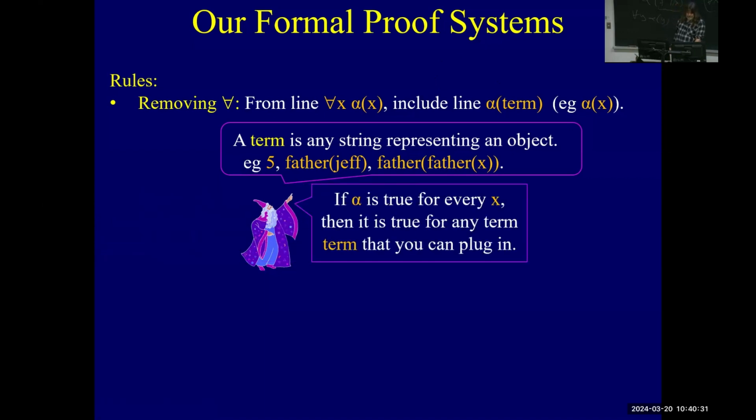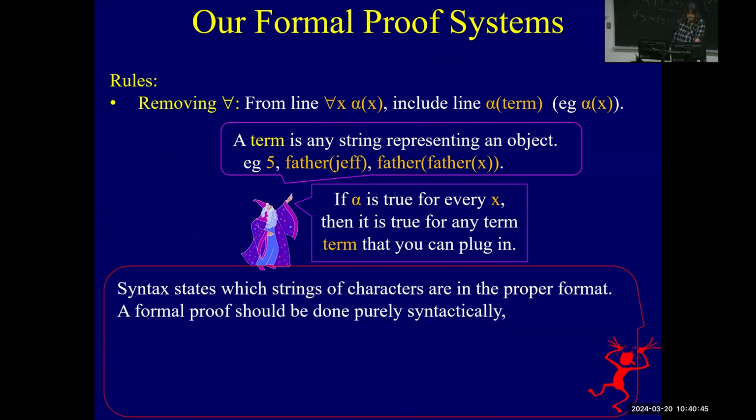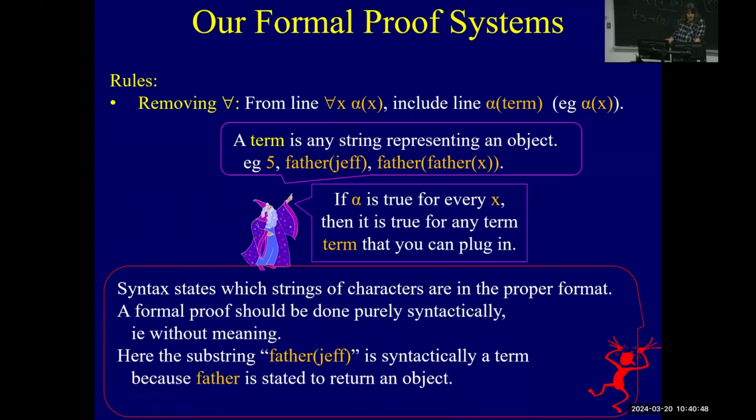So if it's true for every X, then it's true for this object you plugged in, right? If you can say, hey, if it's true for every X, it's true for 5, it's true for Jeff's father, right? And so this just says syntactically, right? You parse your sentence and you see, yes, this returns an object, so we can plug it in, right?